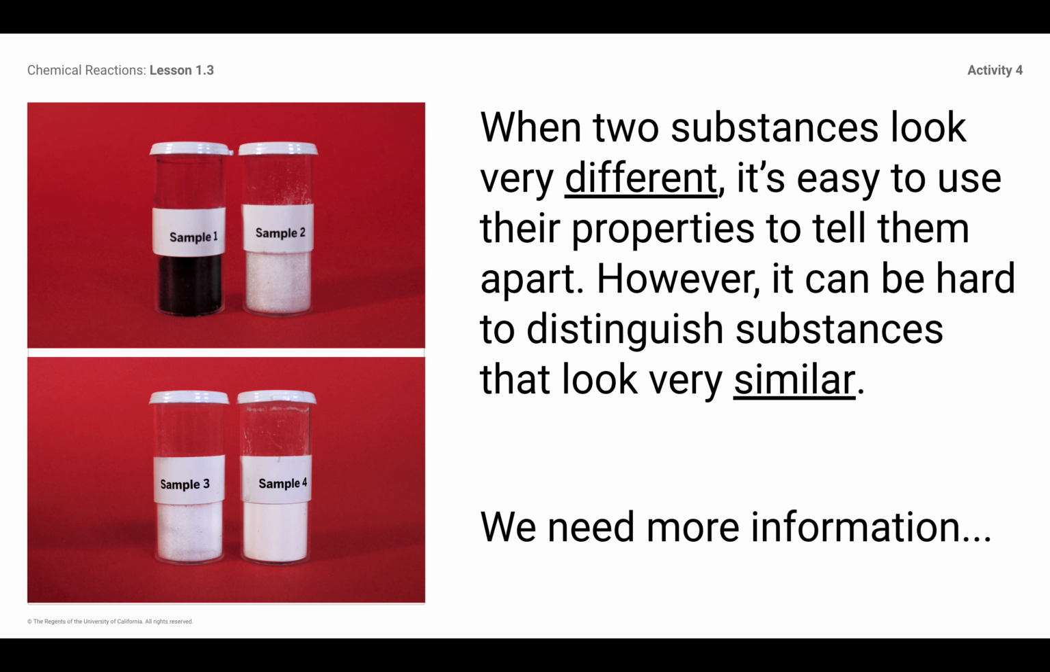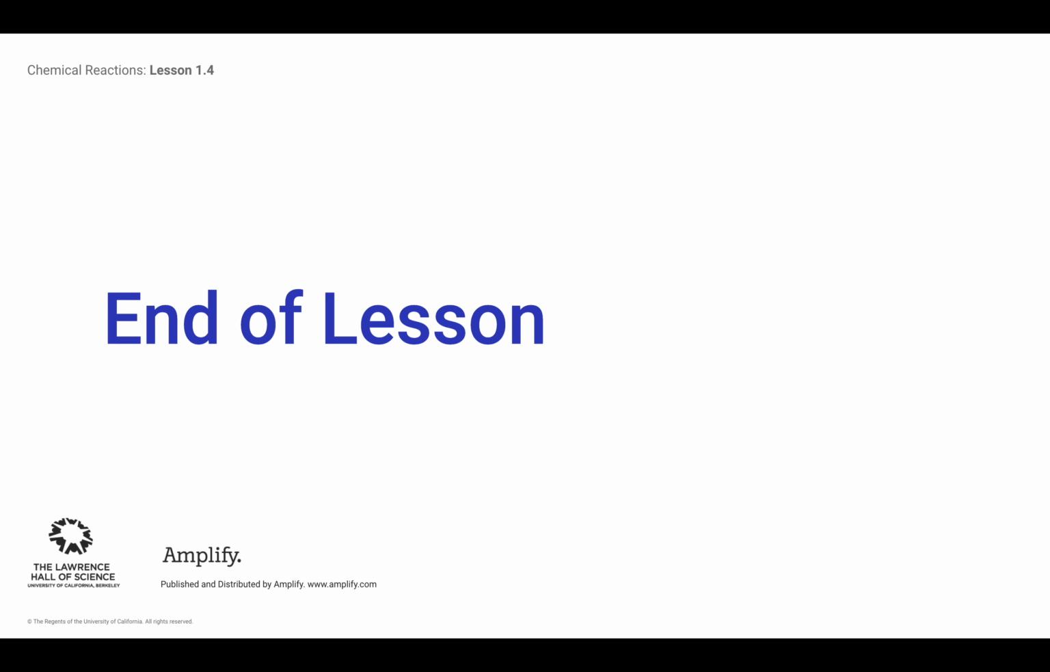So then I said, when 2 substances look very different, it's easy to tell from their properties that they're different, but it can be kind of hard to distinguish substances that look really similar. If we don't know what those substances are, then it's hard for us to say that they're different. So we need more information as far as what is causing this reddish brown solution. And we'll address that in the next lesson.